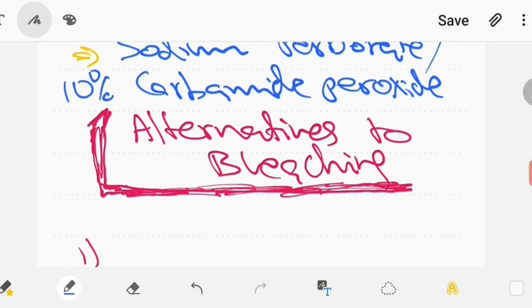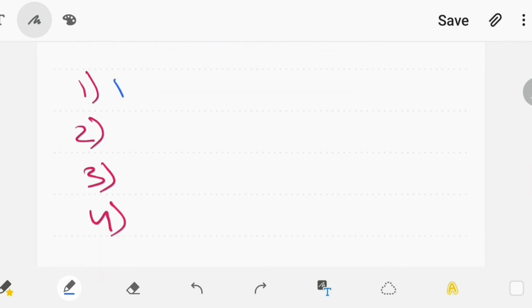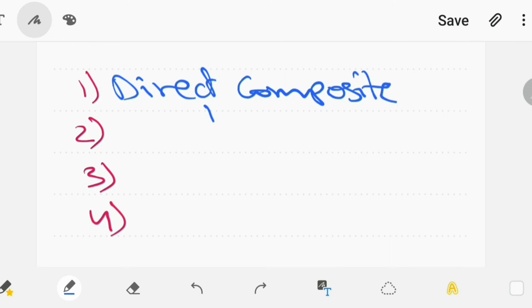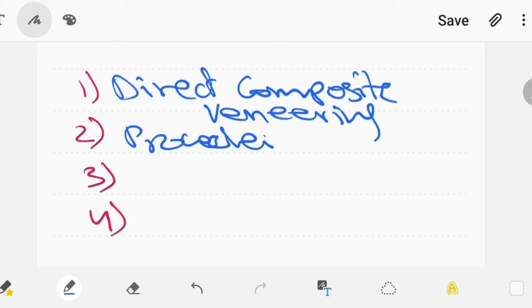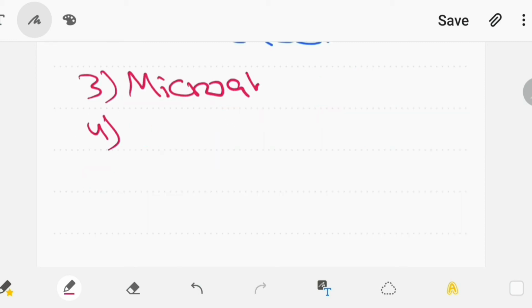Now let's discuss the alternatives to bleaching. If a patient doesn't want bleaching of the tooth and still wants their teeth to be white, what are the alternative options aside from bleaching? These include direct composite veneering, porcelain laminate veneer, microabrasion, and macroabrasion.